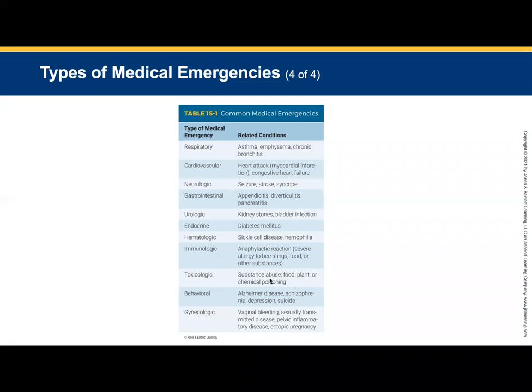If we're just going to use food, let's say I've exposed you to peanuts. Well, not only is it a toxicologic poisoning, now we have a respiratory emergency. Depending on how bad it is, they may go into a cardiovascular emergency, because these can dabble into several different areas, and not just stay where they're hanging out. Just because I have appendicitis doesn't mean it's just going to be gastro. It can be other areas. It can mask itself.